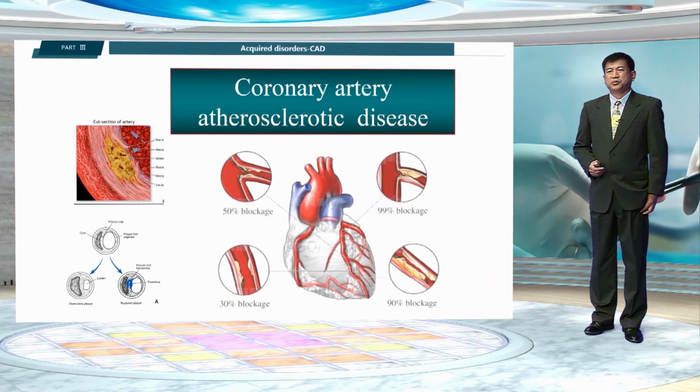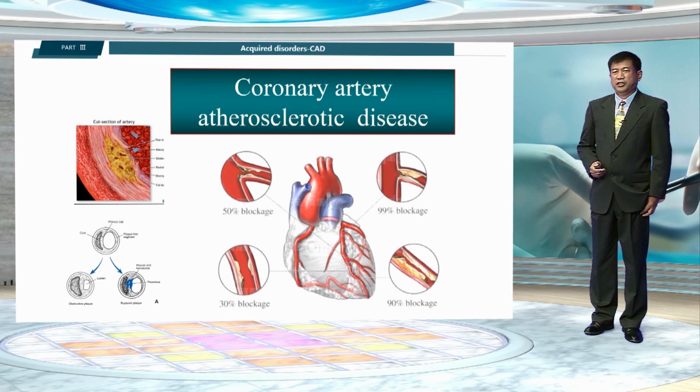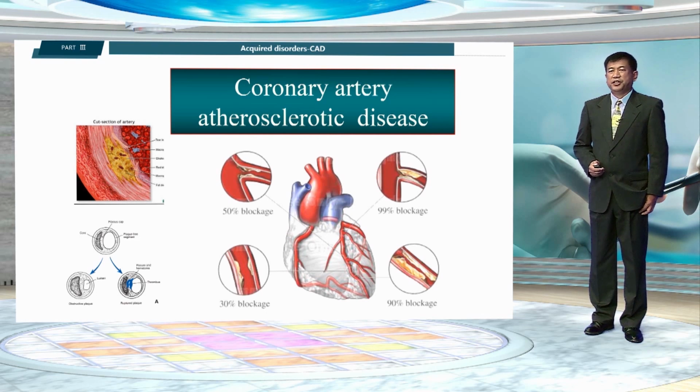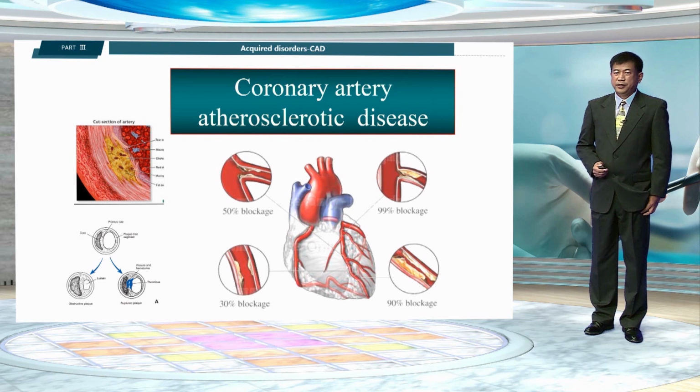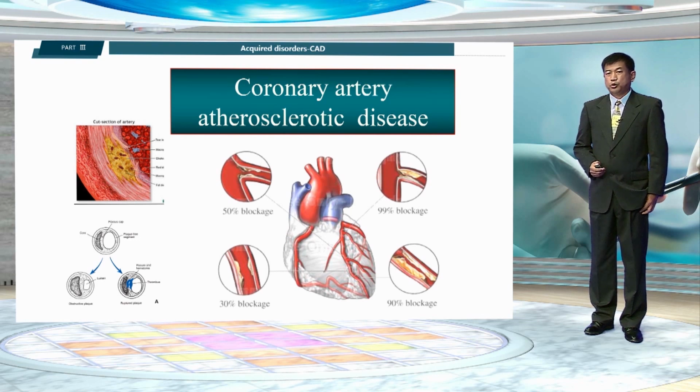And now we are going to discuss the famous disease called coronary artery atherosclerotic disease. The disease is very common now. Almost every ordinary person knows something about the disease. The etiology is due to atherosclerosis. You see, atheroma is accumulated within the wall of the coronary artery, and when the plaque grows bigger and bigger, the lumen becomes narrower. Due to the narrowing of the coronary artery, the blood supply to the myocardium is decreased.